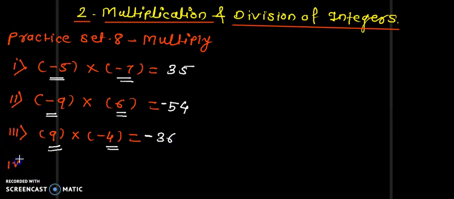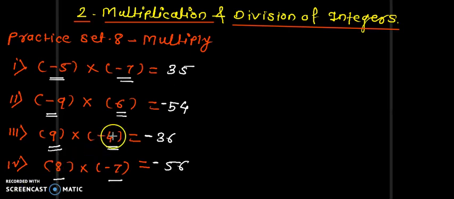Then question number 4. 8 multiplied by minus 7. First number is signed with positive integer and second is negative integer, is equal to negative integer. Means 8 7s are 56, minus 56. All the examples are the same in practice set 8. All examples depend on the rules of product and rules of multiplication.